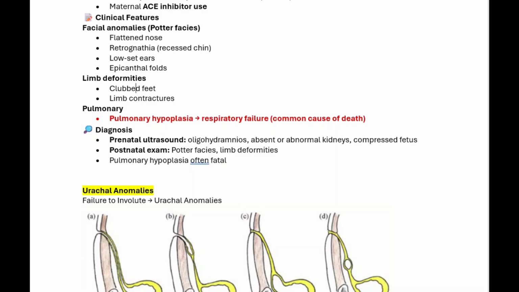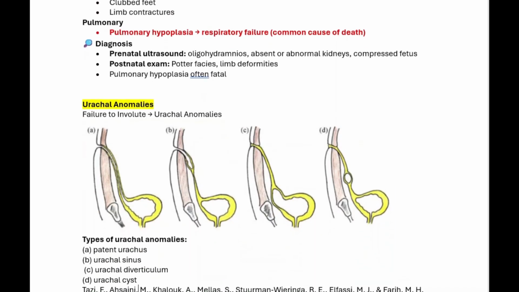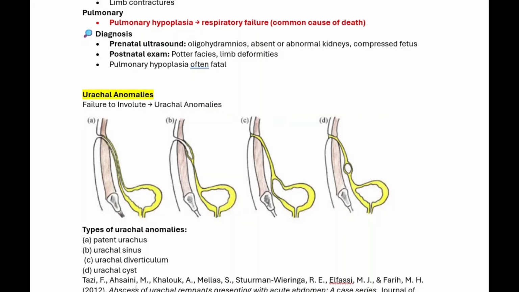So moving on to urachal anomalies. Remember, we mentioned earlier that when the bladder develops, the bladder is connected to the yolk sac by the help of the urachus, right? And that urachus is normally supposed to obliterate and form the median umbilical ligament. And if there is a problem with obliteration of the urachus, it could cause different pathology.